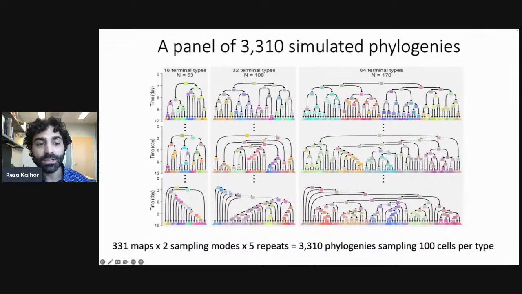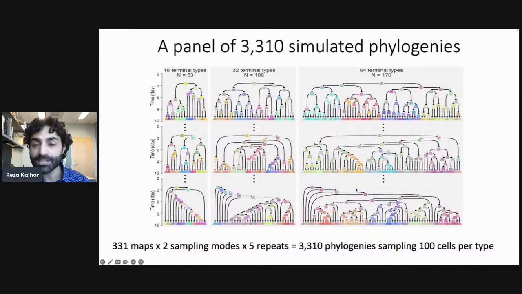So in all, we had these 331 panels. We instituted both the fixed and proportional sampling modes and repeated phylogenetic simulations 5 times for each, leading to 3,310 phylogenies, where 100 cells were sampled on average from each of the terminal cell types. And the results I'll show you going forward are basically things that were tested and assessed on this panel.